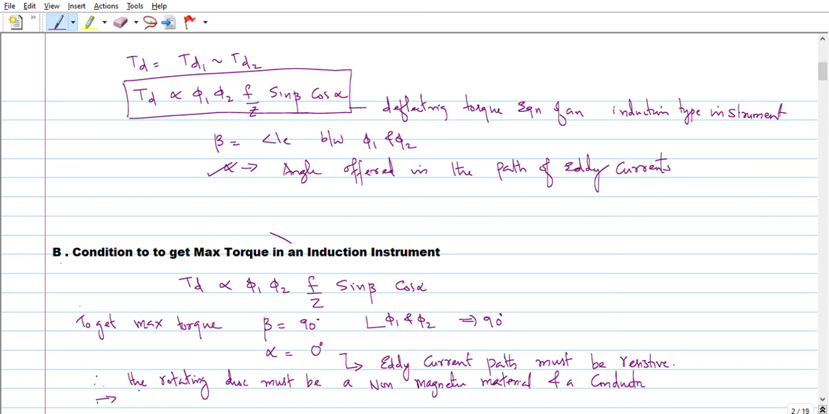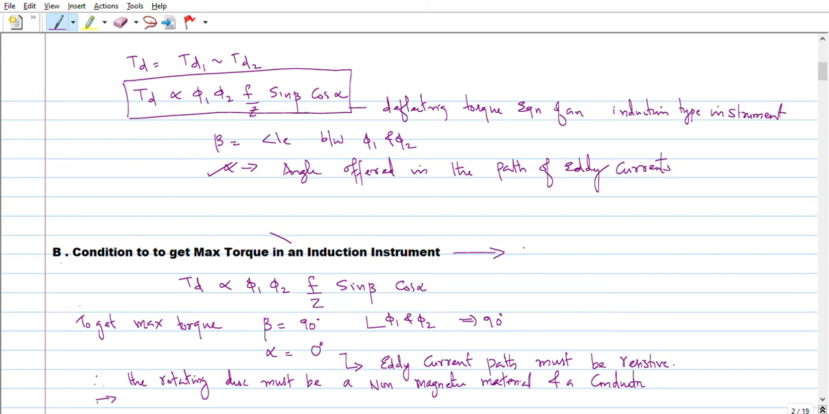If the eddy current path must be resistive, the rotating disc must not be a magnetic material. It should be a non-magnetic material and it should be a conductor. Therefore, question: in order to get maximum torque in induction instruments, what is the condition for getting the maximum torque?